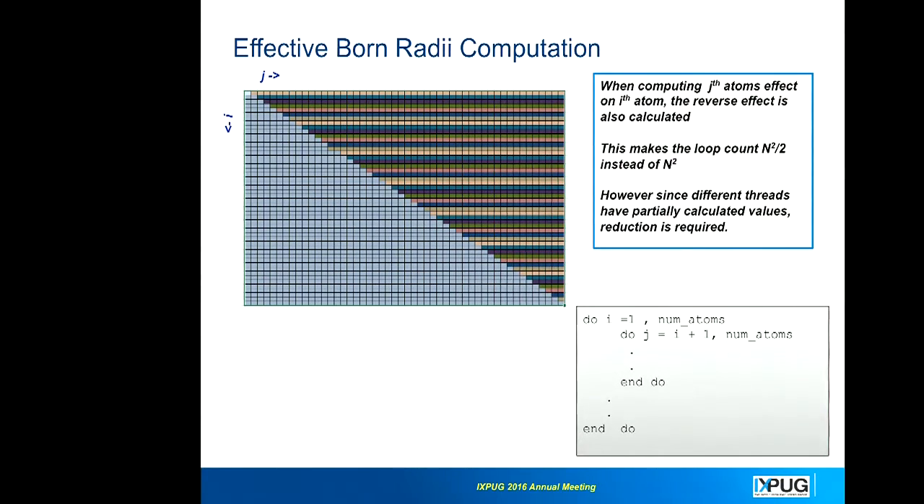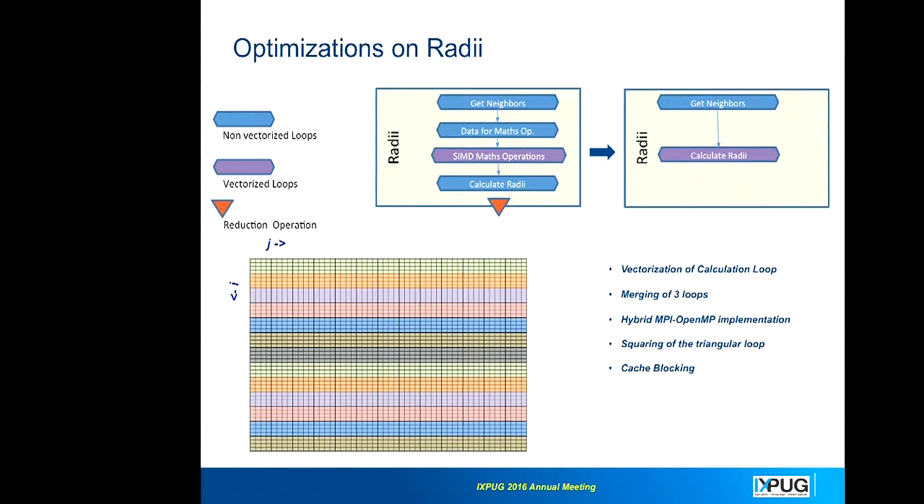So this is how the original looping structure was, and what we did was make this vectorized. We calculate radii, which was not a vectorized loop. We made a lot of changes, made it vectorized, and we did away with these 3 loops and made it into a single loop. So we had a single vectorized loop instead of 3.